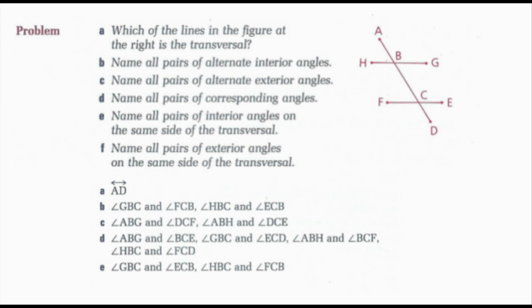Then we have name all pairs of exterior angles on the same side of the transversal. So again, the same thing as the interior, however, now on the outside. So we would have this angle here with this angle, and this angle here with this angle. So angle ABG and angle DCE, and then angle ABH and angle DCF.